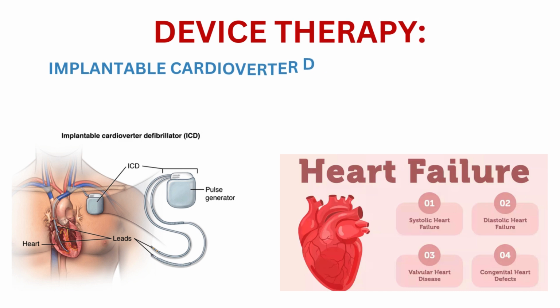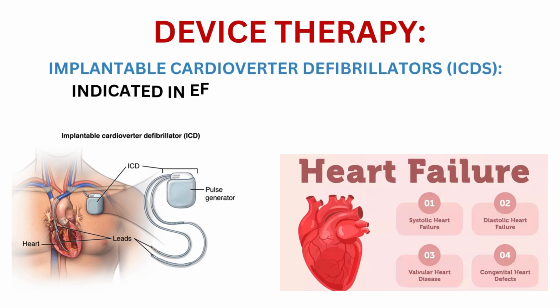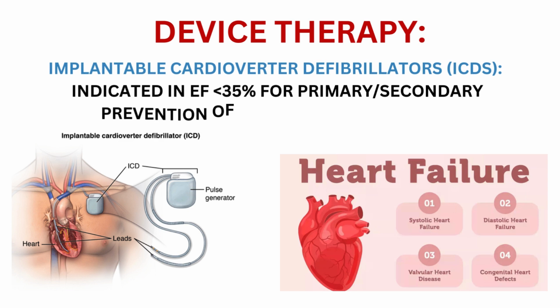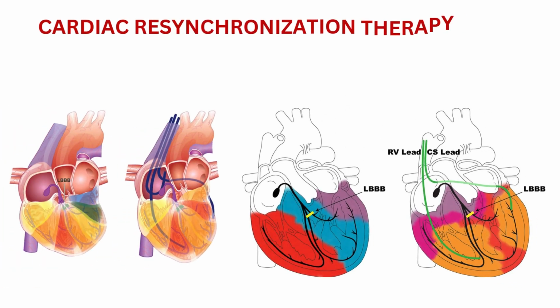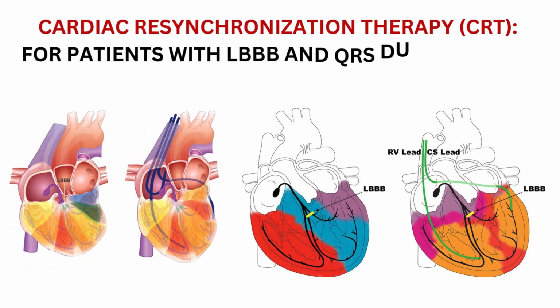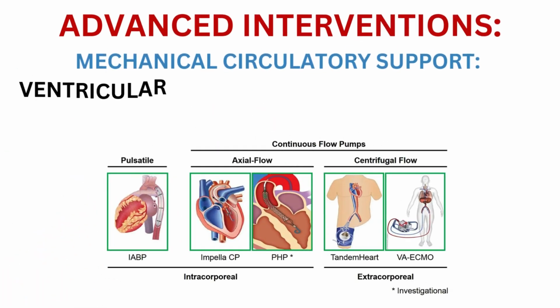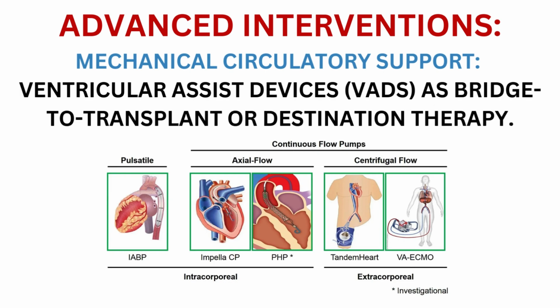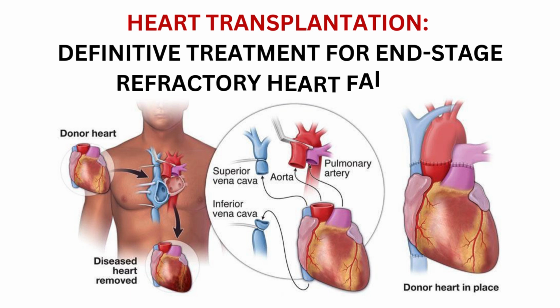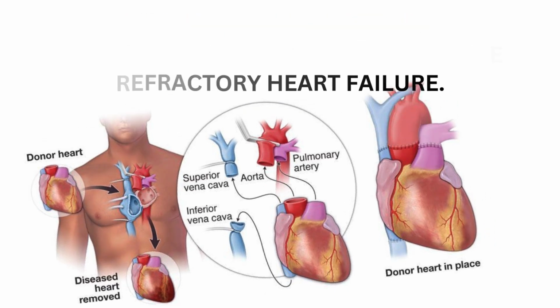3. Device therapy. Implantable cardioverter defibrillators, indicated in ejection fraction less than 35% for primary or secondary prevention of sudden cardiac death. Cardiac resynchronization therapy for patients with left bundle branch block and QRS duration greater than 150 milliseconds. 4. Advanced interventions. Mechanical circulatory support: ventricular assist devices as bridge to transplant or destination therapy. Heart transplantation, the definitive treatment for end-stage refractory heart failure.